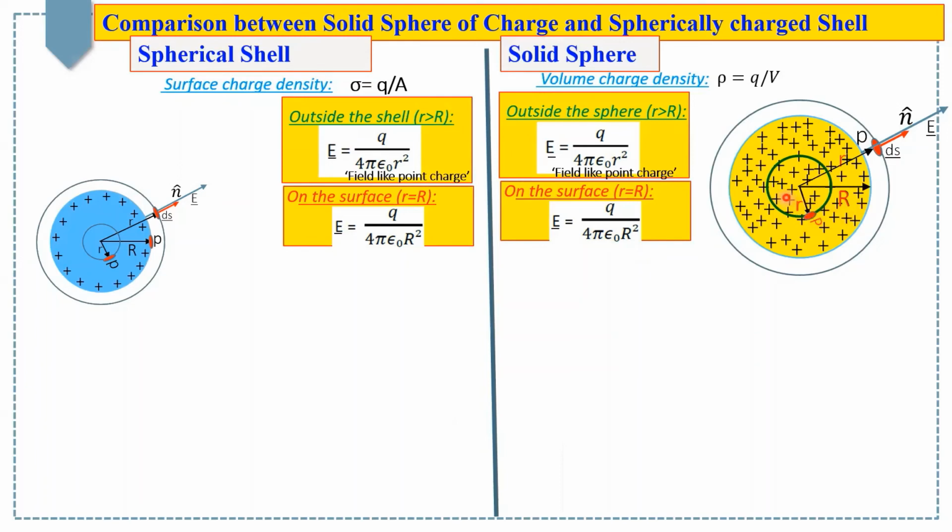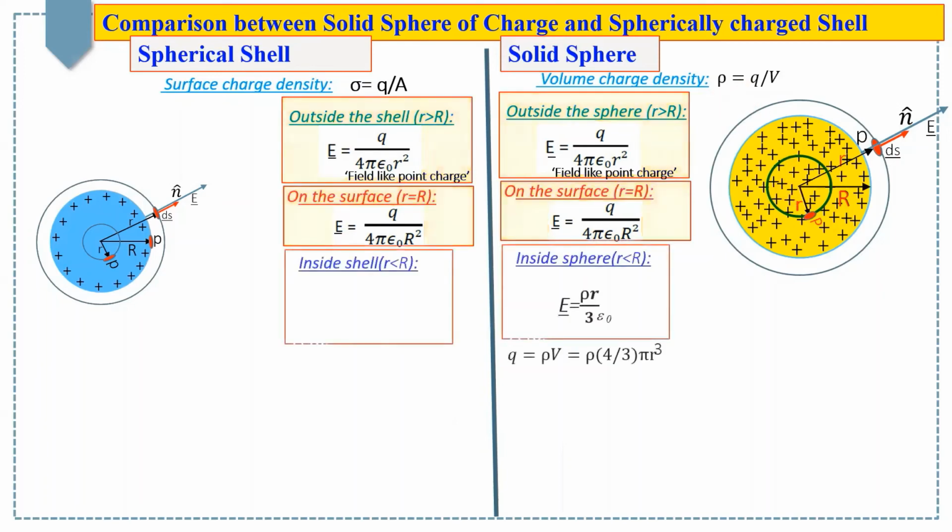The charge inside our Gaussian surface is Q = ρV, where V is the volume of the Gaussian sphere. And now by using Gauss's law, we find that the magnitude of the electric field is proportional to the radius and is directed radially outward. Now, in the case of the shell, a Gaussian surface inside the shell contains no charge because all charges are on the surface of the shell. Hence, we get immediately from Gauss's law that the electric field everywhere inside the shell is zero.